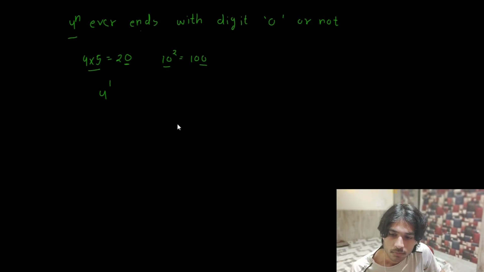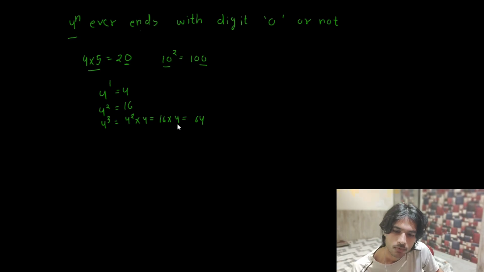Suppose we take 1, it will be 4. Suppose we take 2, it will be 4 4s are 16. Then suppose we take 4 to the power 3, it will be 4 squared, 16, multiplied by 4. So it will be 16 multiplied by 4. That will give us 64, right? In the same manner, we can move forward with it.